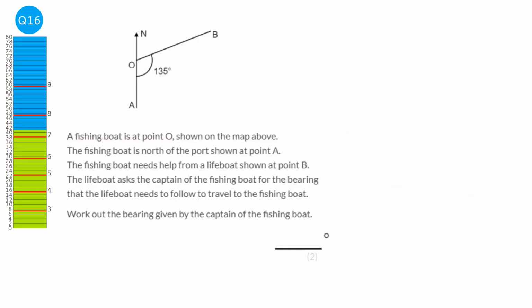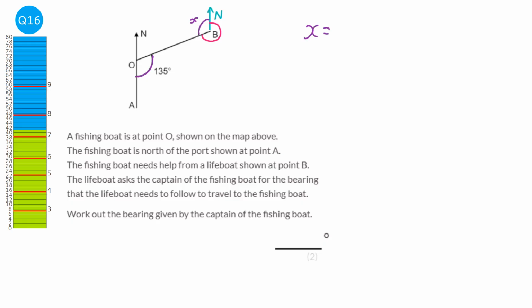So when you read this question, the question's basically asking you to find the bearing of O from B. So the lifeboat is at B, so I'm going to draw a north line here. And to find a bearing, you start from the north line and you keep going clockwise. So we're going to look for this angle here. Now, this angle, which is given to us in the question, and this angle here, which I'm just going to call x, are going to be equal.